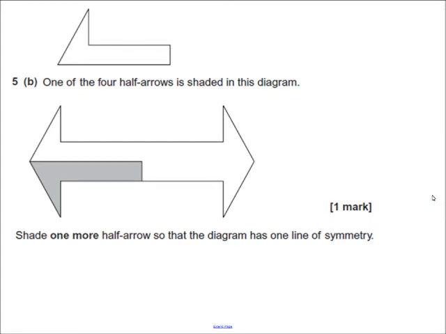Another possible answer could be the other line of symmetry that we drew, which is this line here. So in order to reflect this grey area on our shape, we would have to draw another half arrow and shade that in to have 1 line of symmetry, but this time the line would be a horizontal line of symmetry. So that's an alternative answer to this question.